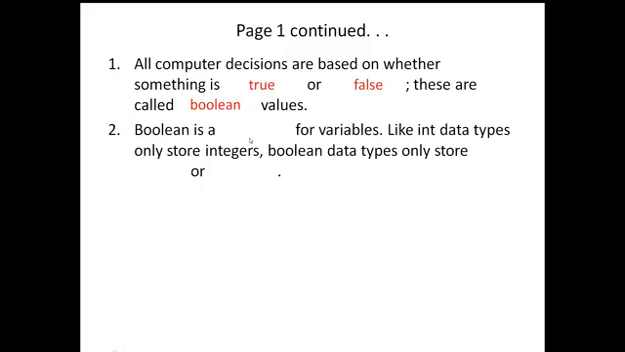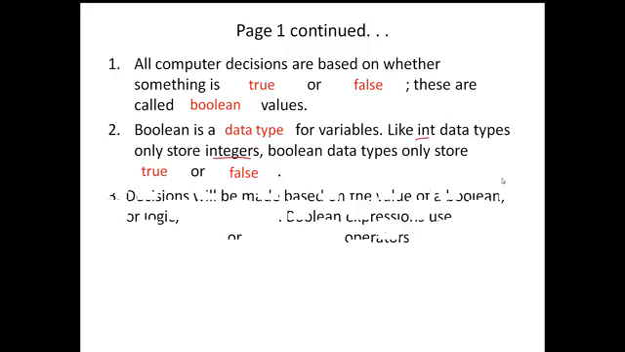Boolean is actually a data type for variables. We know that we have int data types that store only integers, and string data types that store words and letters and symbols and spaces and different things like that, and we have doubles that store decimals. Well, we have Boolean data types that only store two things. There's only two possible Boolean values: true with a lowercase t and false with a lowercase f. So that's all the possibilities there are.